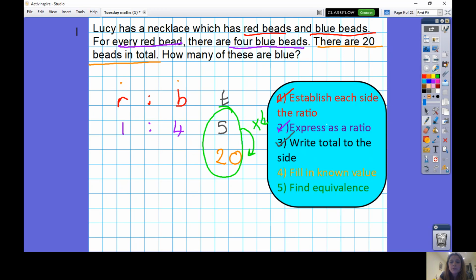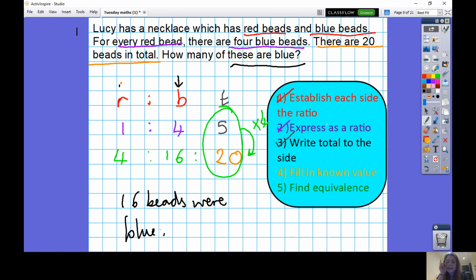I'm timesing by 4, so I times everything by 4. 1 times 4 is 4. 4 times 4 is 16, and then we've already got 20 there. My question asks me how many beads are blue, so I need to look not in red, but in blue. 16 beads were blue.